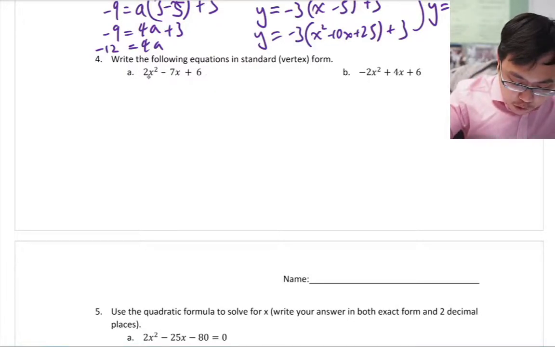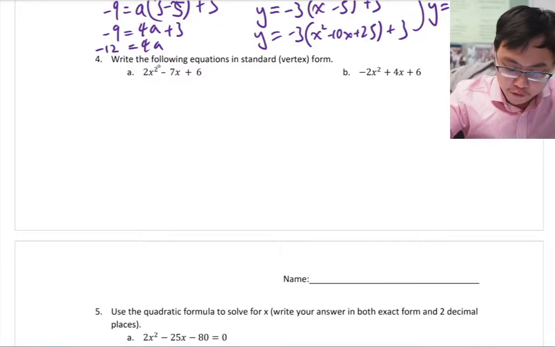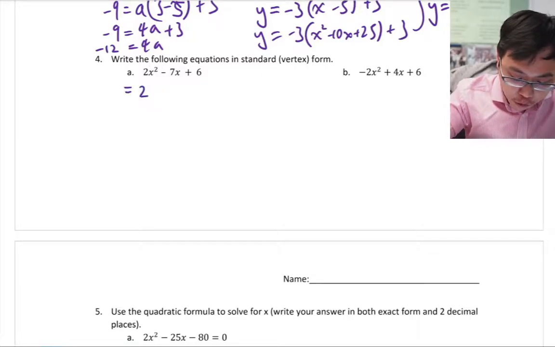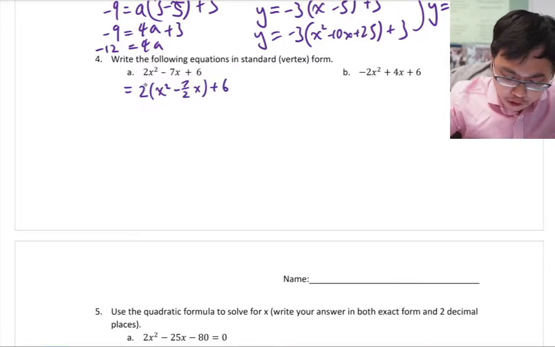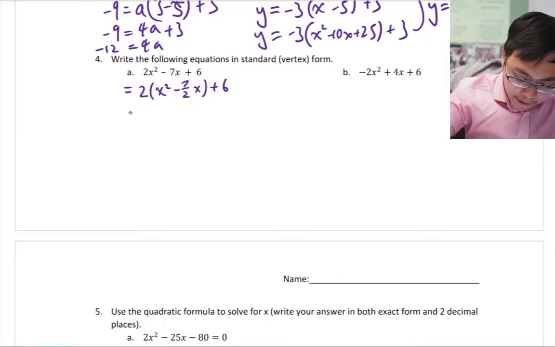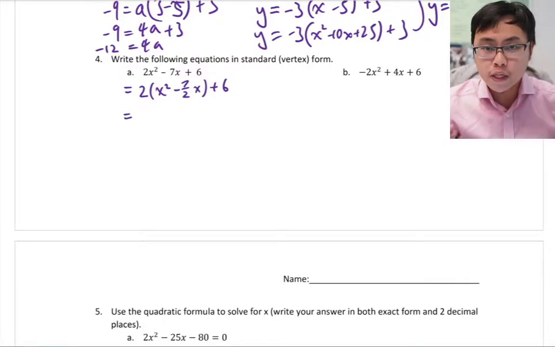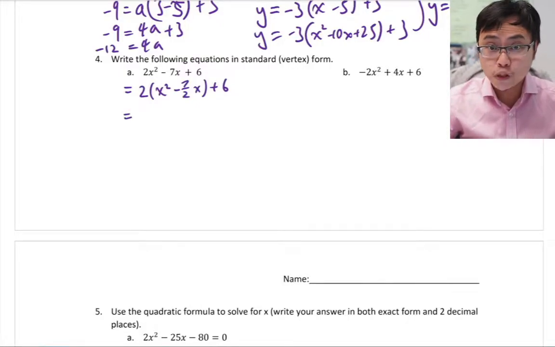So to complete the square, if we have a in front of the x squared, then we have to divide it by a first, the first two terms. So that's going to be 2 bracket of x squared minus 7 over 2 of x, and close the bracket, and then plus 6. So just make sure 2 times x squared is 2x squared. 2 times minus 7 over 2x is going to be 7x. So that's correct. Then what we have to do is we need to figure out what to add and subtract in order to complete the square.